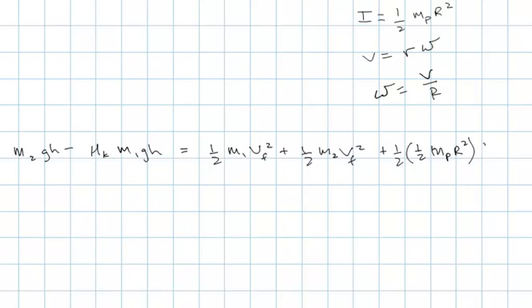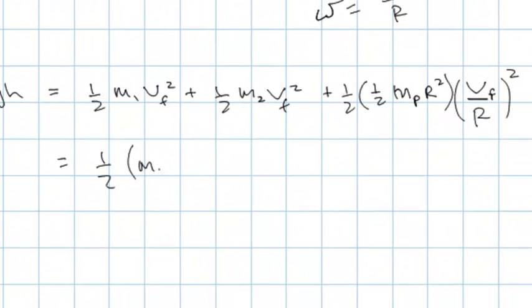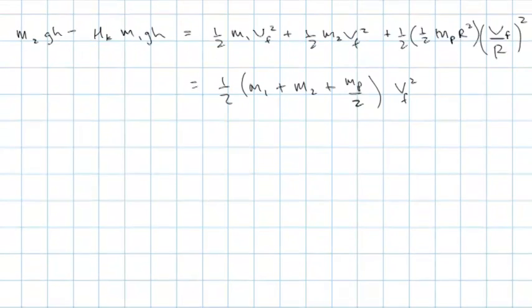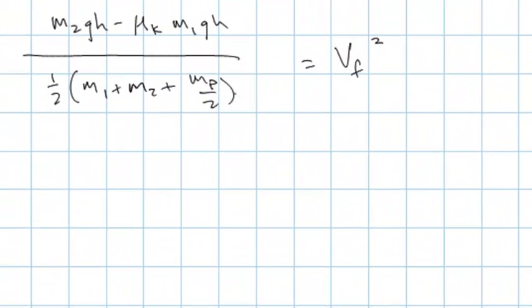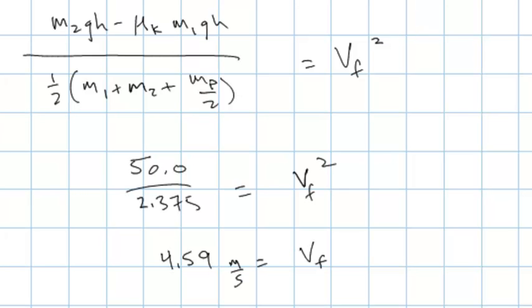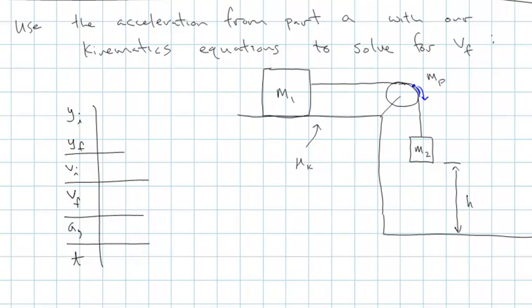Now we have everything in terms of v final. The R's cancel in the last term with the rotational kinetic energy term. So we can simplify this a little bit. And let's solve for v final. .59 meters per second.